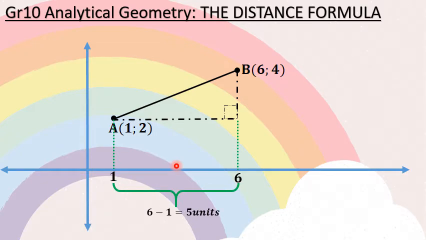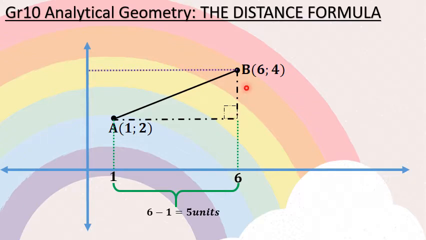What did your brain actually do to calculate those 5 units? It took the big value on the right-hand side and it subtracted the value on the left-hand side. Now, I hope this is reminding you of functions where we said the distance of a horizontal line is the x value on the right minus the x value on the left. So that's where we get the 6 minus 1 equals 5. Now let's repeat the same for the y values. So let's work out this vertical distance here.